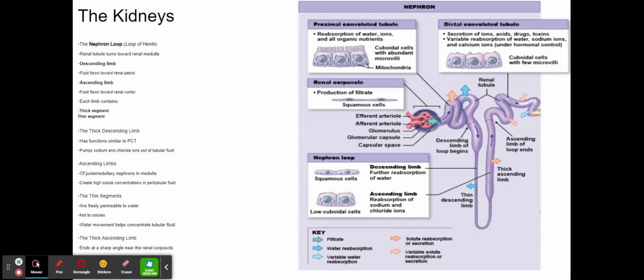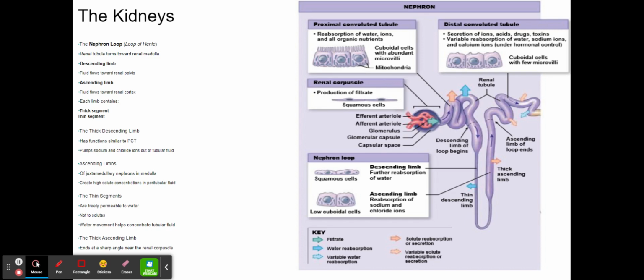This turn leads to the nephron loop, or the loop of Henle. We divide the nephron loop into a descending limb and an ascending limb. Fluid in the descending limb flows towards the renal pelvis. Fluid in the ascending limb flows towards the renal cortex. Each limb contains a thick segment and a thin segment. The terms thick and thin refer to the height of the epithelium and not to the diameter of the lumen itself. Thick segments have a cuboidal epithelium. Thin segments are lined with a squamous epithelium. Again, you can check table 26-1.